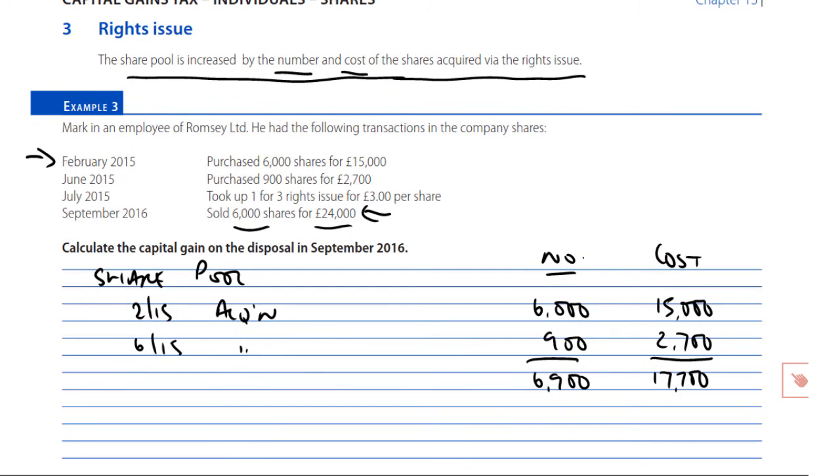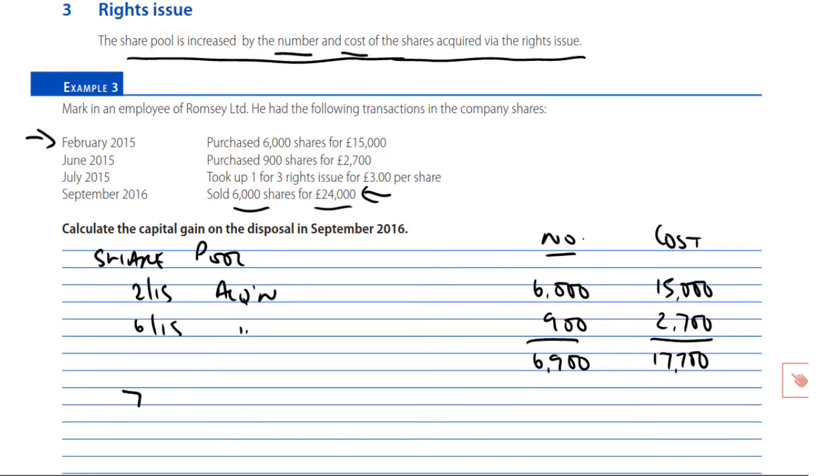And then, when was it? July 15, we have the rights issue. Now, just like a bonus issue, it's based on the number of shares that we currently own. This time we were told it was 1 share for every 3 shares held, but as a rights issue we paid to acquire those shares, at a rate of £3 per share.